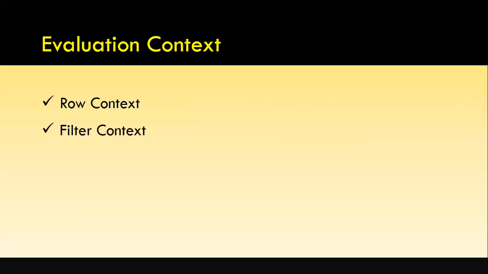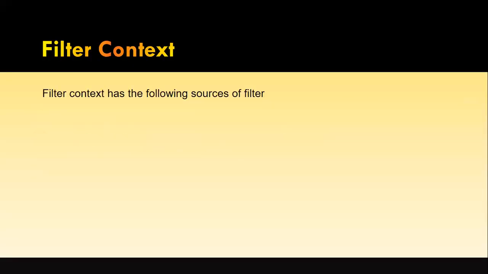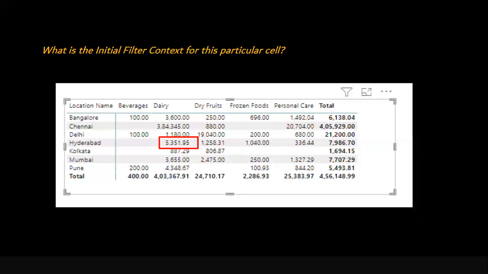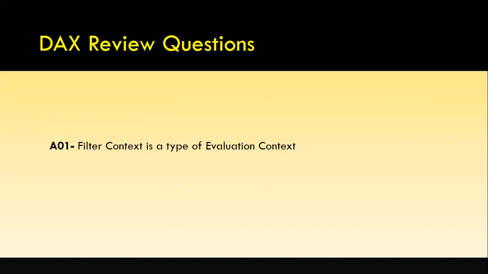Also, we discussed an important concept, the evaluation context. What is row context and filter context? As part of this, we explained what the initial filter context is. First of all, what is filter context? We discussed it with examples.